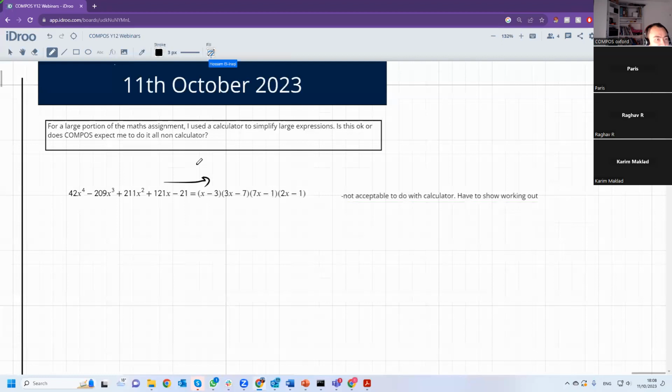But I use a calculator to simplify large expressions. Do you mean calculations like 43 plus, if they're just numbers? I meant large fractional expressions. Oh, large fractional expressions, then yes, it's fine. I was thinking algebra. You wouldn't really use a calculator to expand brackets, because why would you? But factorizing an expression using a calculator is not acceptable. Let's put it this way.